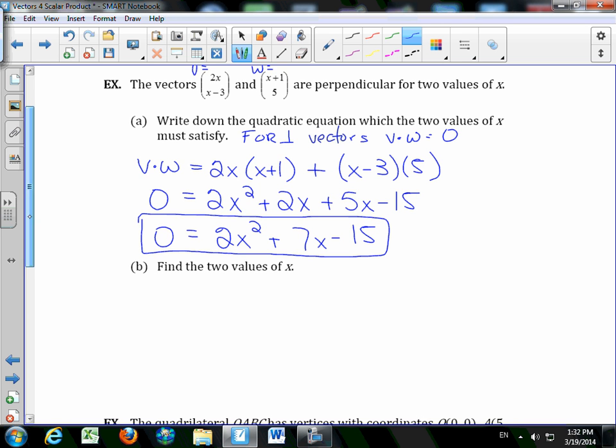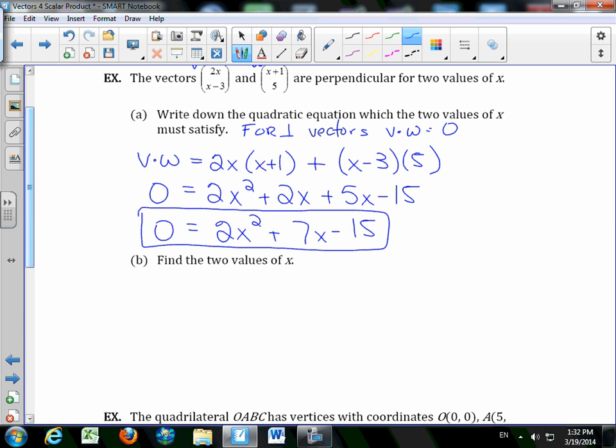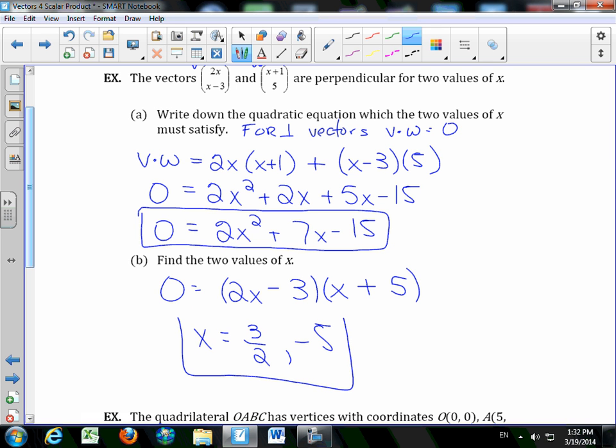All right, any questions on that? Okay, so for part B, how would we go about finding the two values of x? How do you solve 0 equals 2x squared plus 7x minus 15? Factor it. So it's going to be 0 equals (2x - 3)(x + 5), so x is going to be 3 over 2 or negative 5. So those will be the two values of x that would make two perpendicular vectors.